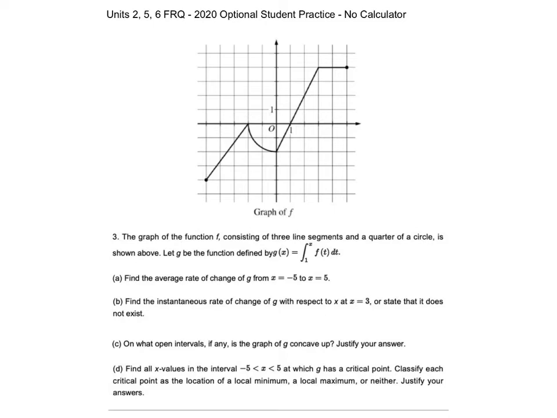Let g be the function defined by g of x equals the integral from 1 to x of f of t dt. So that's the setup. G is an accumulation function based on this graph, and then we're going to answer 4 questions about function g. We'll start a new slide and we'll attack letter A. Letter A says to find the average rate of change of g from x equals -5 to x equals 5.